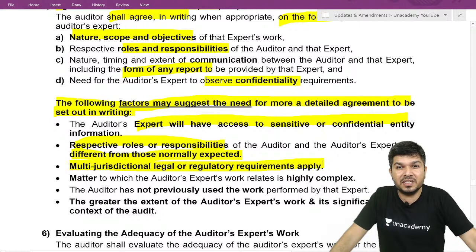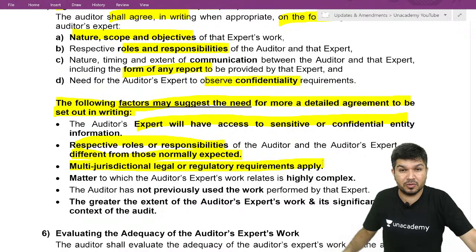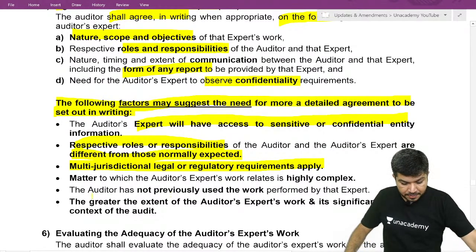So multi-jurisdictional legal or regulatory requirement is applicable. So I need to clearly tell all these things to him. Four, the matter is highly complex. If the matter is highly complex, so again a more detailed agreement is required.